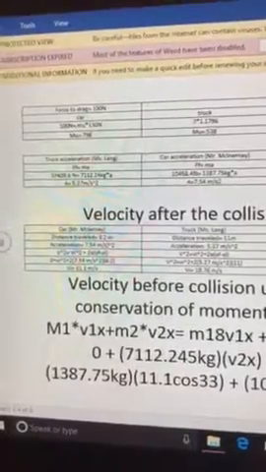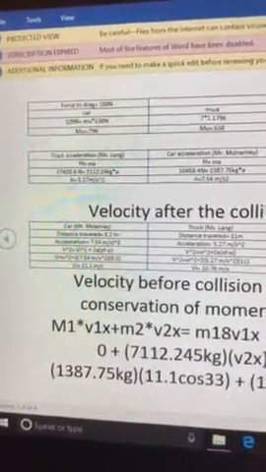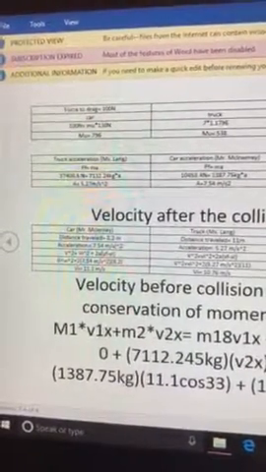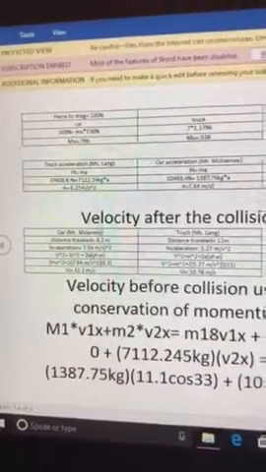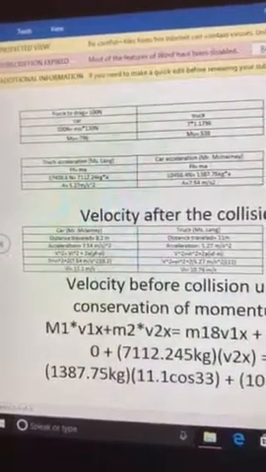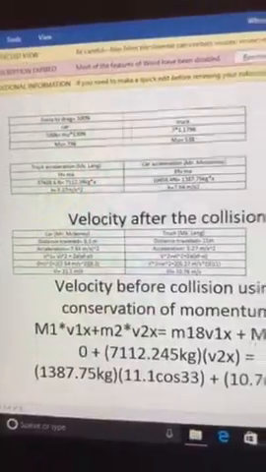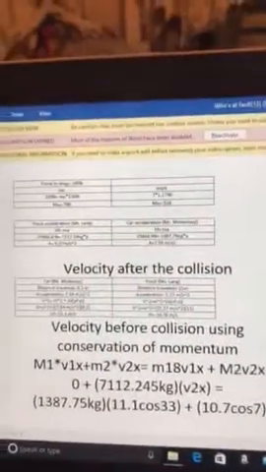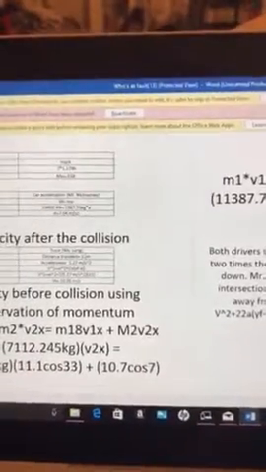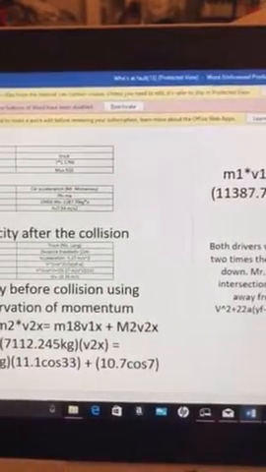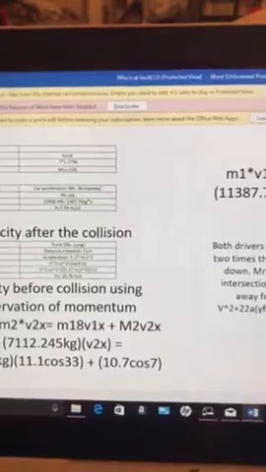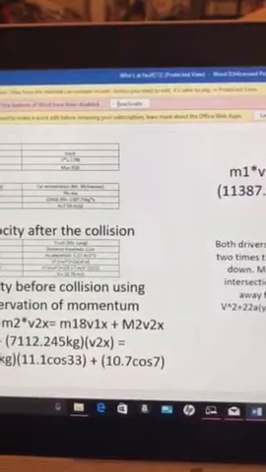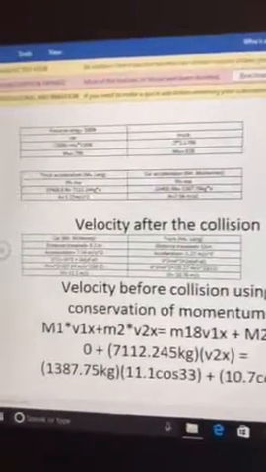We concluded that acceleration equals 5.27 meters per second squared. And in the truck and in the car, we concluded that acceleration equaled 7.54 meters per second squared.